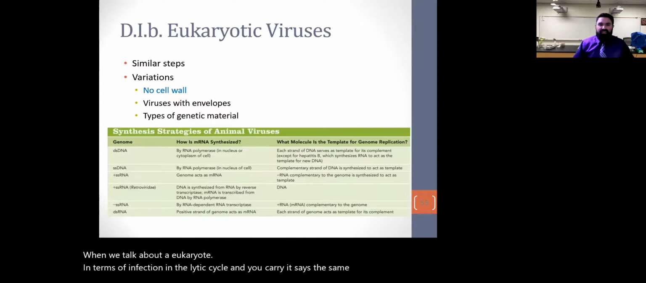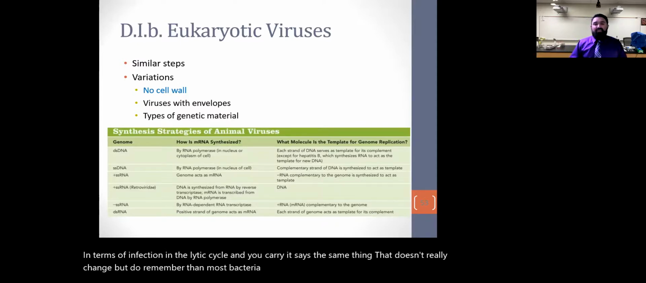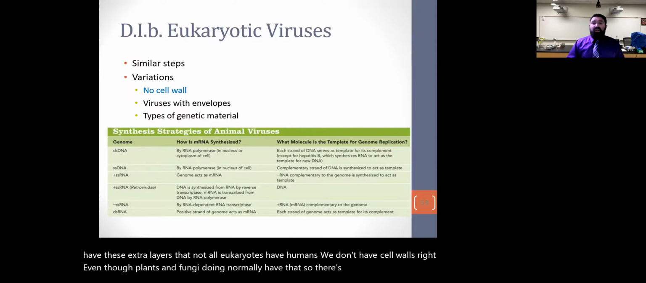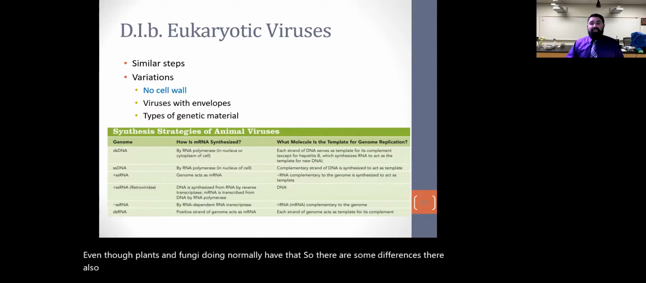That doesn't really change. But do remember that most bacteria, most prokaryotes have a cell wall that varies, have these extra layers that not all eukaryotes have. Humans, we don't have cell walls, right? Even though plants and fungi do normally have them. So there's some differences there. Also, remember size. Bacterial cells are significantly smaller than most eukaryotic cells. So there's a case of scale or size.